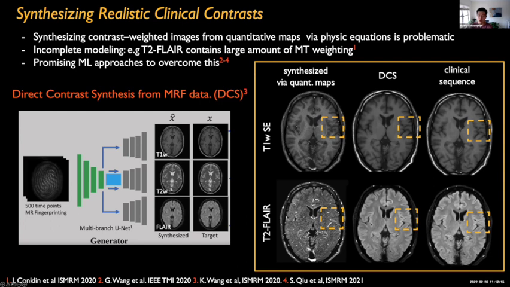With the T1 contrast, things work pretty well, both for the physics as well as machine learning, whereas in the T2 FLAIR, the physics-based equation fails pretty badly as expected because it doesn't have MT contrast, whereas the machine learning approach seems to do a pretty good job here as shown, getting very close to that of the clinical sequence.